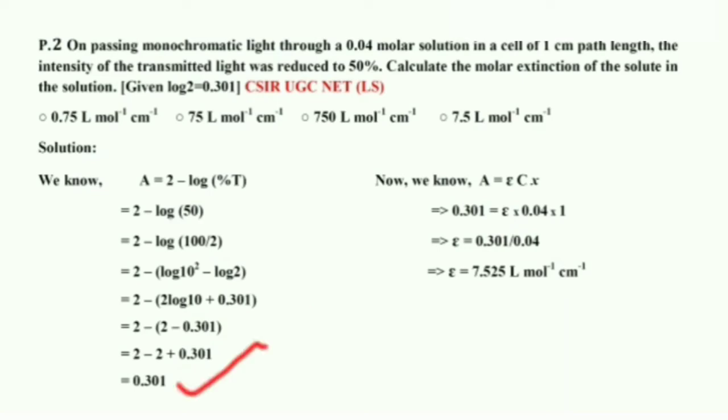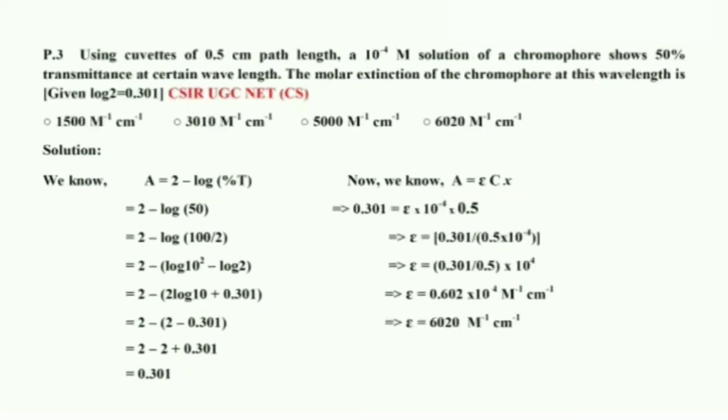Now again we know A is equal to epsilon Cx, so substituting the values of A, C and X in this equation, we get 0.301 equal to epsilon into 0.04, which is the value of the concentration, into 1, from which we get epsilon is equal to 0.301 divided by 0.04, and on simplifying it we get epsilon is equal to 7.525 liter mole inverse centimeter inverse. So therefore the option D is the right answer.